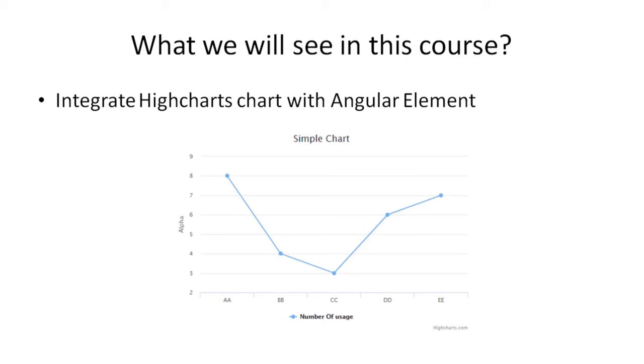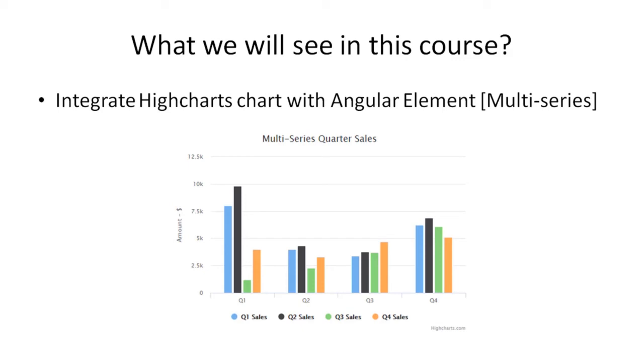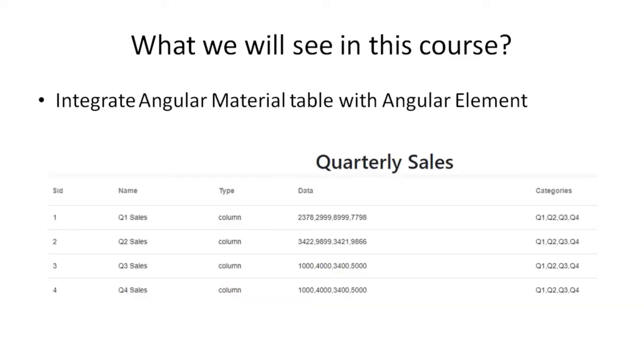This Highcharts chart element will display a simple chart as well as a multi-series chart. The data for this chart we will provide from a MongoDB database. In our next example, we will integrate an Angular material table with Angular element and use this Angular element in a simple HTML web page.